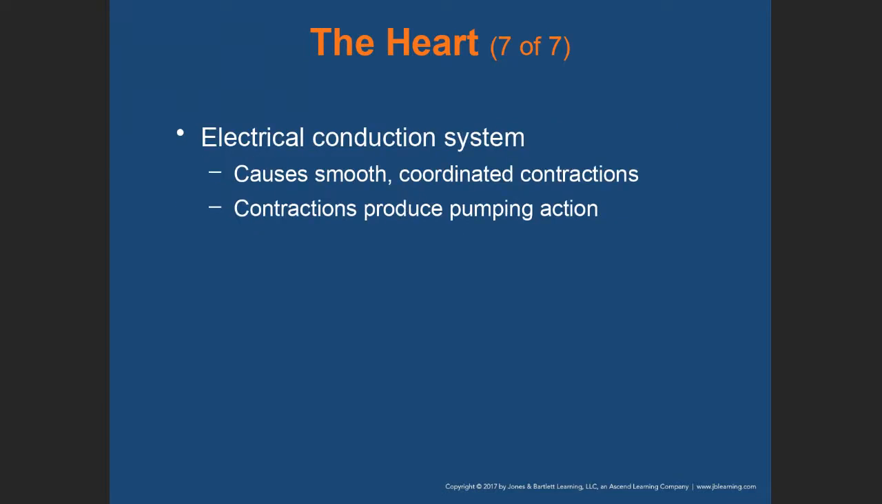So the electrical conduction system causes smooth coordinated contractions, and contractions produce pumping action. So in a nutshell, for the heart to have a rhythmic contraction, it must come from a controlled electrical stimulus, right? So electricity from electrolytes regulate that rhythmic contraction within the heart. I'm not going to talk too much about it now. When we cover cardiac emergencies, I'll go more into the electrical system of the heart.